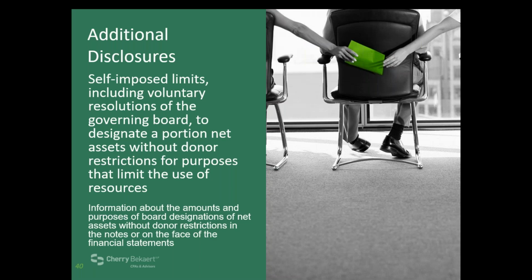So as I previously mentioned, there are new enhanced disclosures around self-imposed limits, including voluntary resolutions of the governing board to designate a portion of net assets without donor restrictions for purposes that limit the use of resources. So what does that mean? That means information about the amounts and purpose of board designations should be disclosed in the notes or on the face of the financial statements. And we have two examples of what this could potentially look like if it's not just shown on the face of the financial statements.